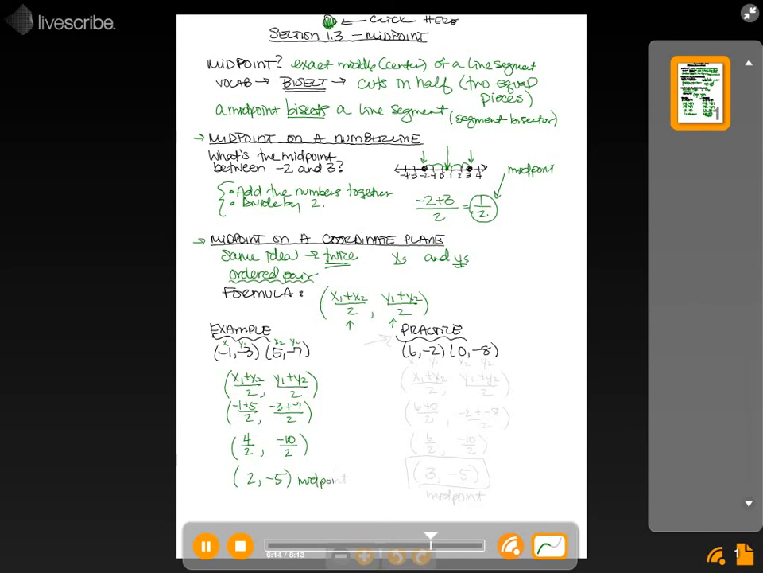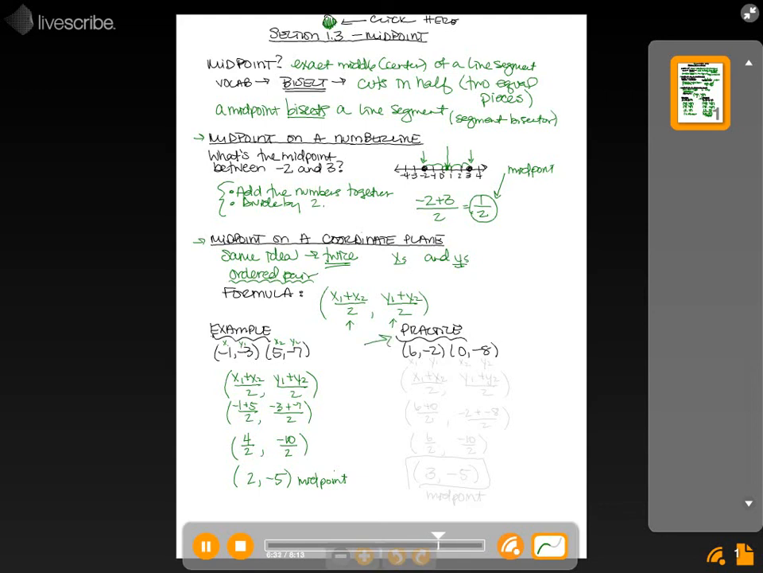So there's our midpoint. Again, all we did was we did the same thing we did for the midpoint there. Added our x's together, cut it in half. Added our y's together, cut it in half. And we put them together in an ordered pair. We used a formula for it, though, which does the same thing.